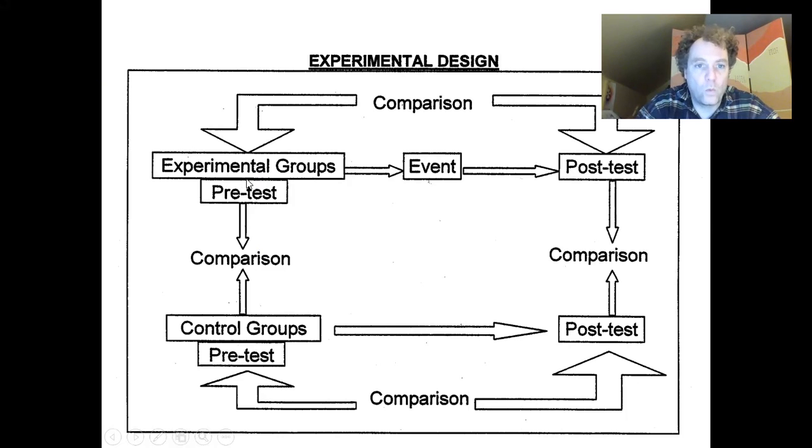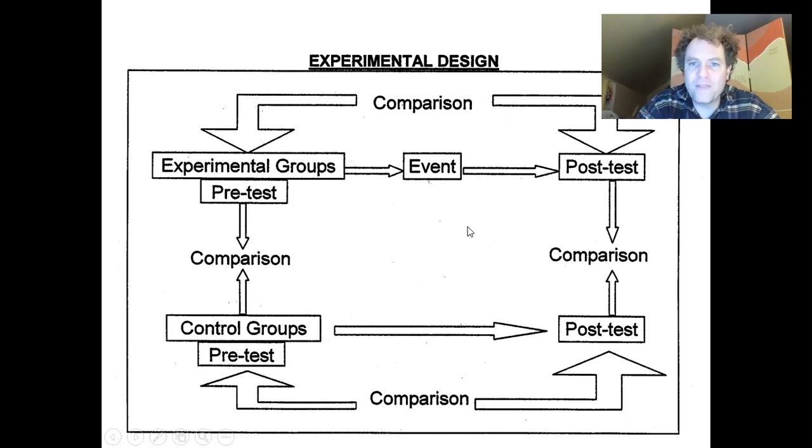And so then the experimental group and the control group, they both get a pre-test. We get some measure from them, right? Then the experimental group gets the event or the stimulus. Then we test both groups again, right? They get a post-test, each one.